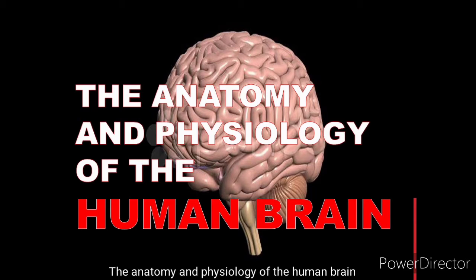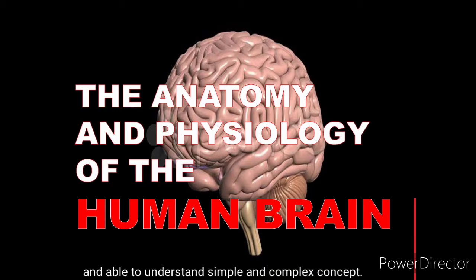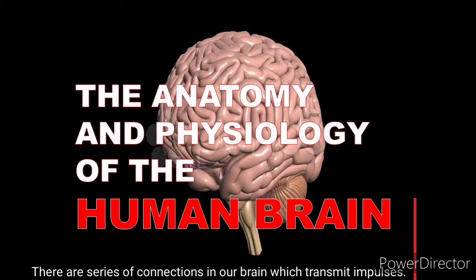The anatomy and physiology of the human brain. There are many mysteries on how the human brain works. We are able to interpret messages and understand simple and complex concepts. That is the function of the brain. There are a series of connections in our brain which transmit impulses.